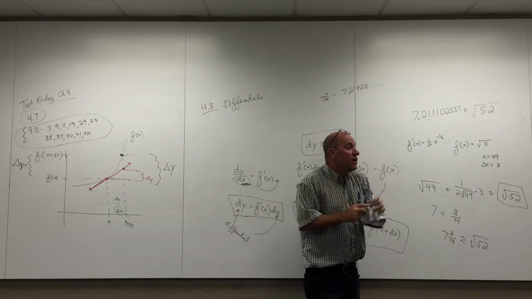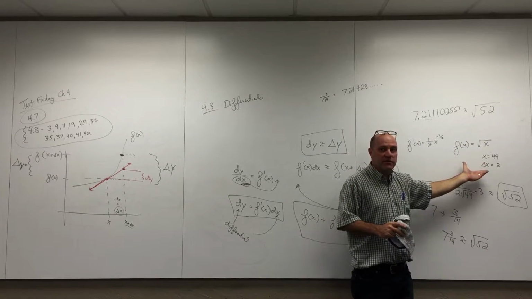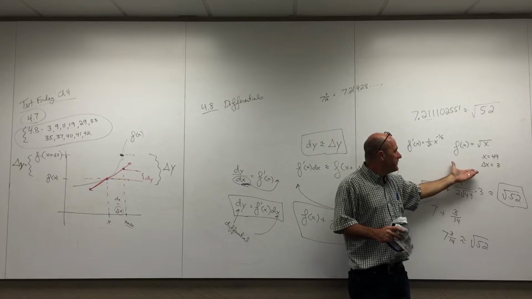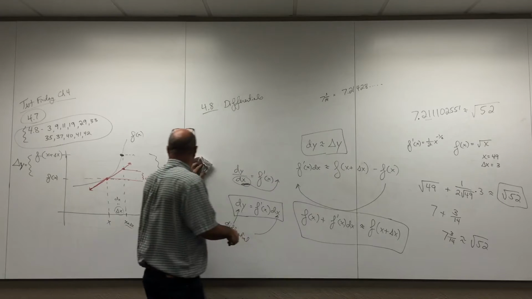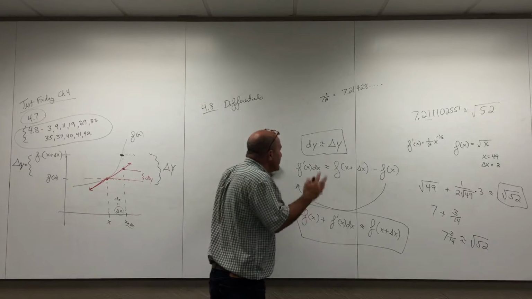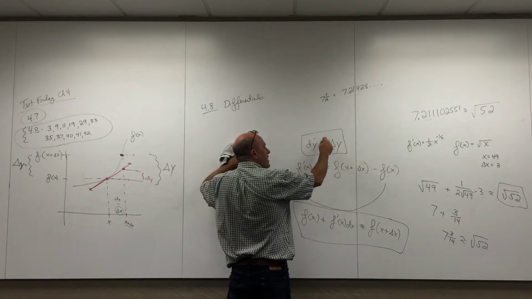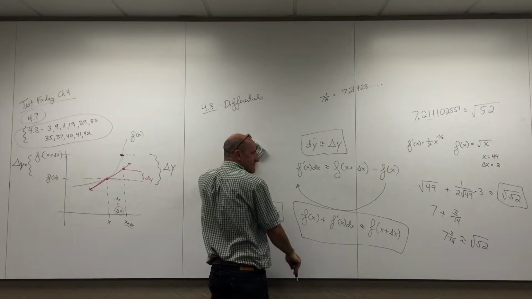It would have been better for a smaller delta x, but with this problem, I couldn't really do a smaller delta x. That's a good problem. I like that problem. I'm using differentials. I'm using the dy, the fact that it's a right.